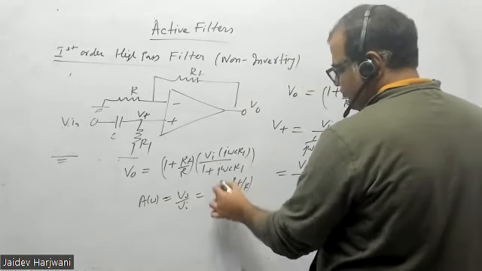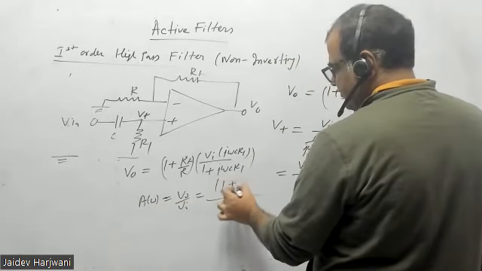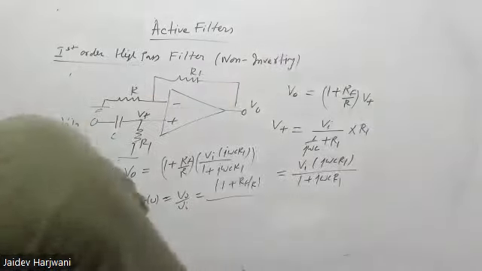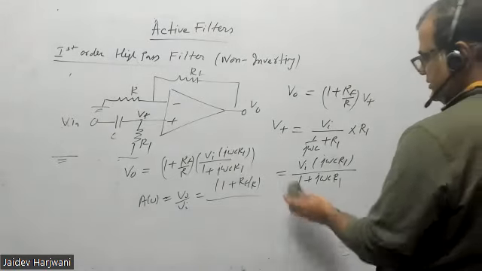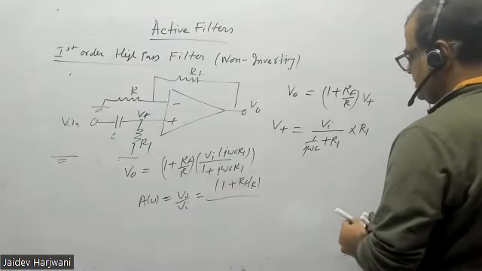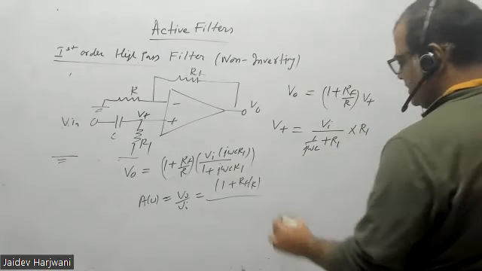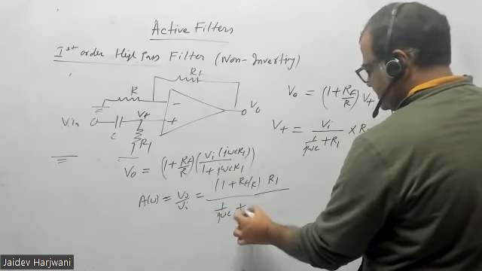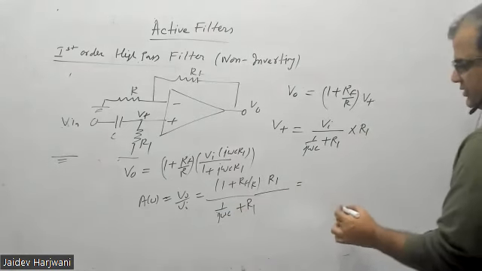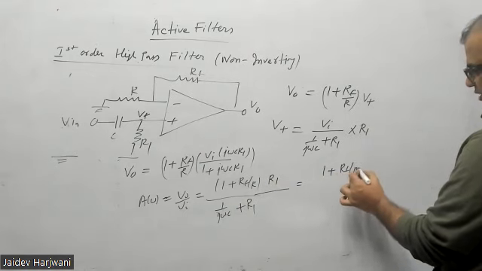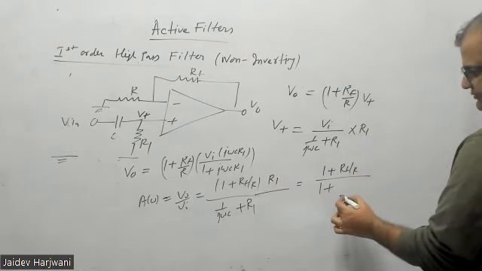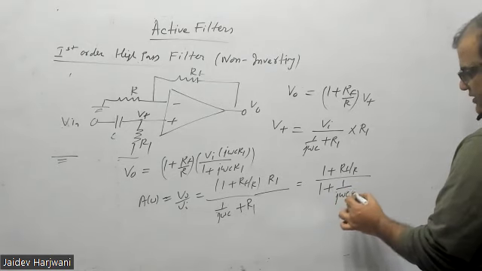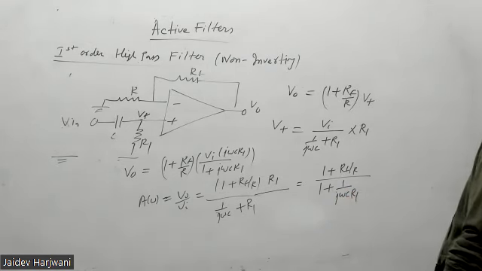So I'm giving time for this topic because this is very important for exam. You can write like this also, R1 upon 1 upon J omega C plus R1. You can divide by R1 also. So this will become 1 plus Rf upon R, and the same R1 is coming, 1 plus J omega C R1. Like that also you can write.